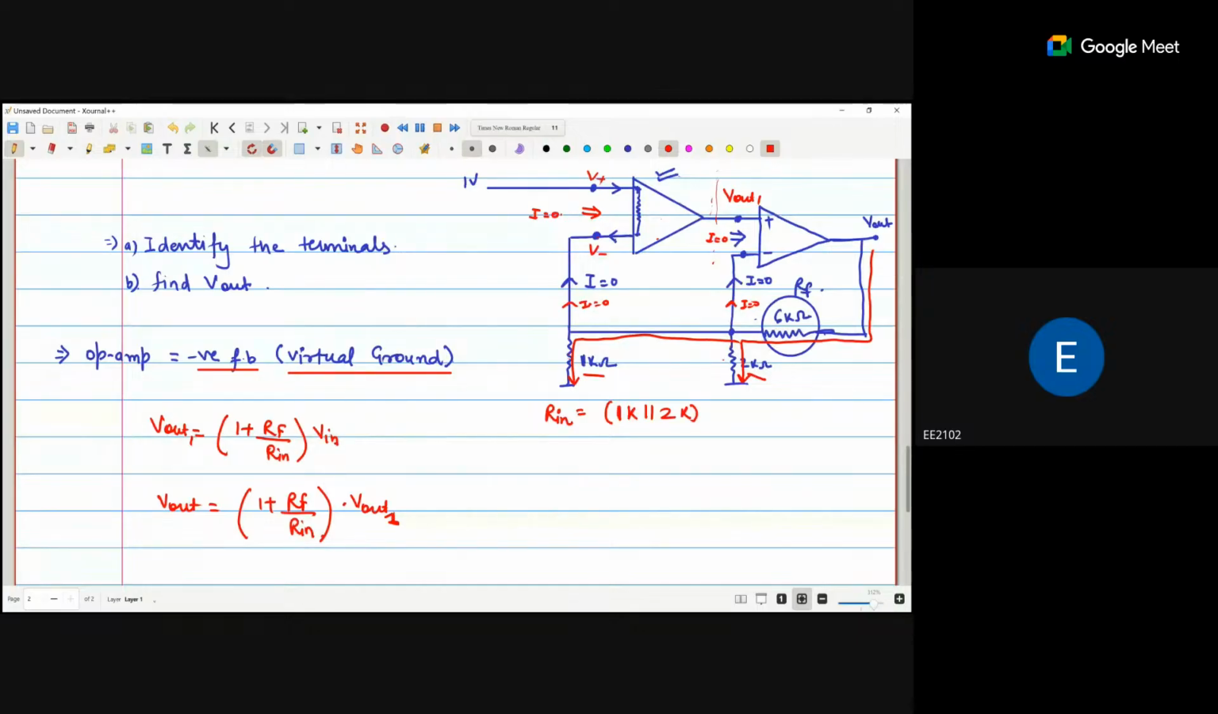Because current is distributed at some other point also. But now the current in these two branches will be 0, so the whole current will be distributed in 1 kilo ohm and 2 kilo ohm. Now we can say that these two resistors will be in parallel. So overall Rin is what? 1 kilo ohm and 2 kilo ohm parallel combination.